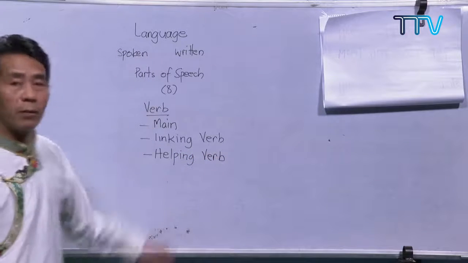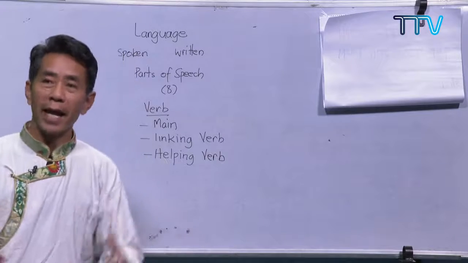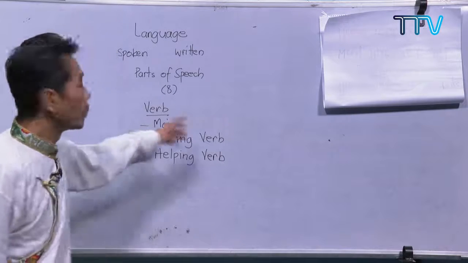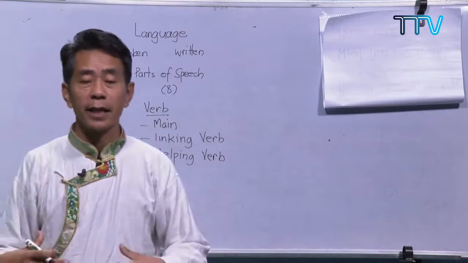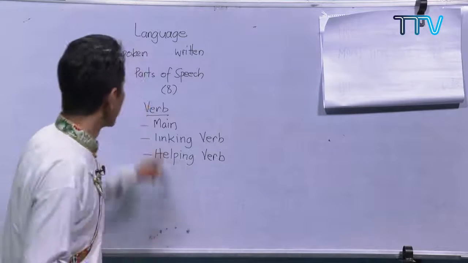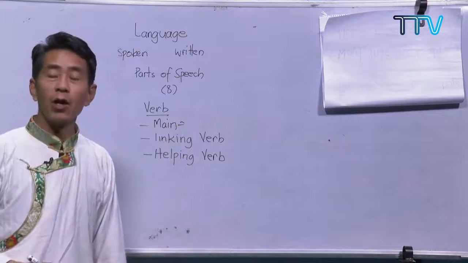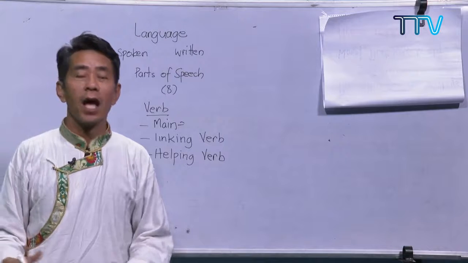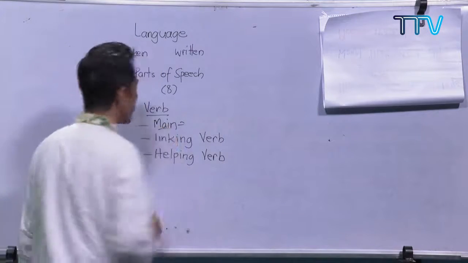You got it? Main verb is the word which shows some action, for example eat, play, sing, dance, write, read. All these are main verbs. The main verb can be of different forms, which yesterday was already taught to you. We have the simple form: eat, play, sing. We also have the ing form, continuous: playing, singing. And we also have the third form.